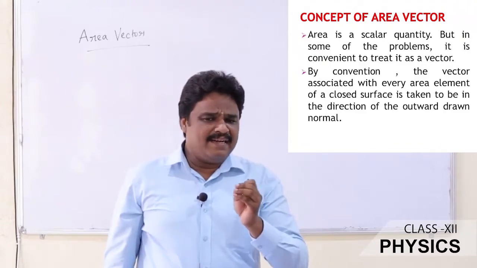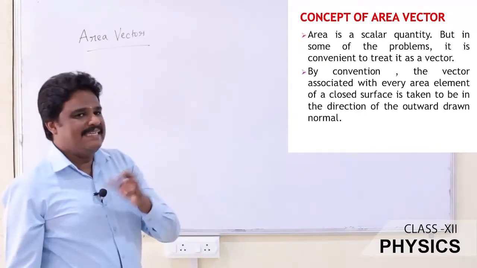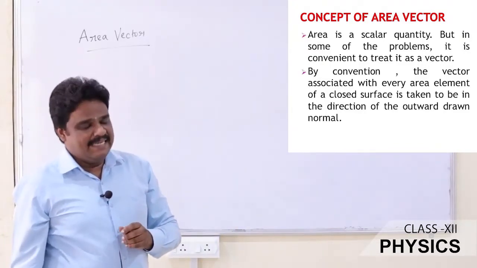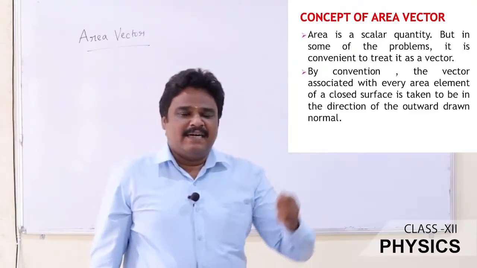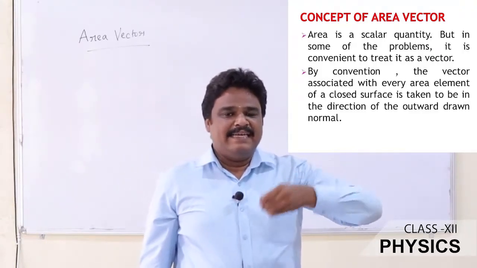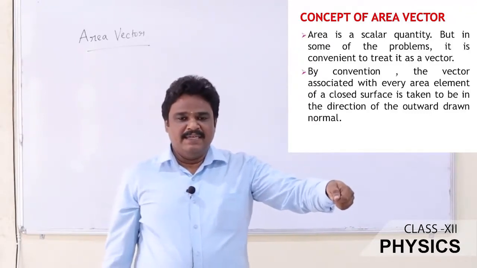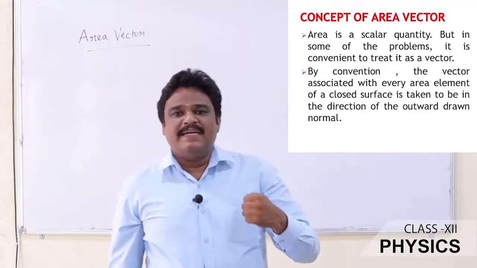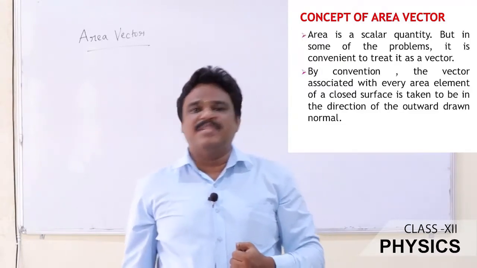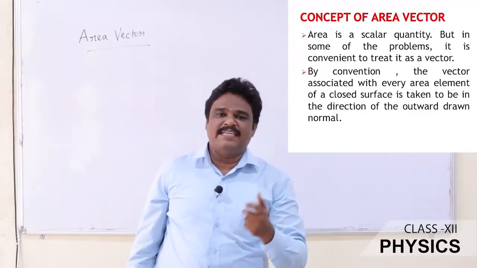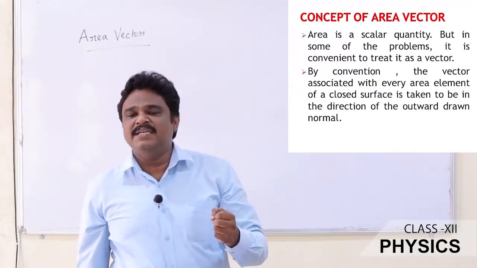Now, we can take a very simple example. What is the need for associating a vector with an area? Let us suppose that I am holding a ring in a stream of water, and my aim is to determine the amount of water flowing through the ring.